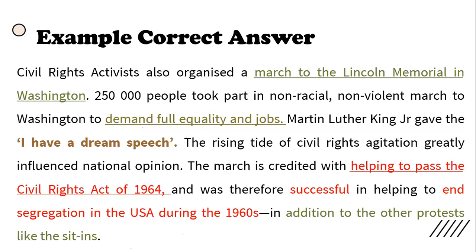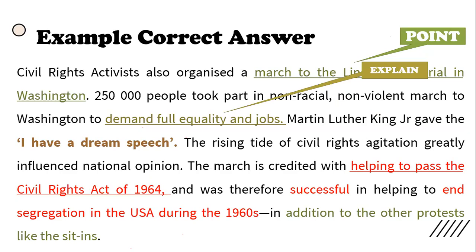And then here's the next one. Civil rights activists also organized a march to the Lincoln Memorial in Washington. That's my point. 250,000 people took part in the non-racial, non-violent march to Washington to demand full equality and jobs. That's my explanation. Martin Luther King Jr. gave the I Have a Dream speech. That's my example. The rising tide of civil rights agitation greatly influenced national opinion. The march is credited with helping to pass the Civil Rights Act and was therefore successful in ending segregation in the USA, in addition to other protests like the sit-ins.